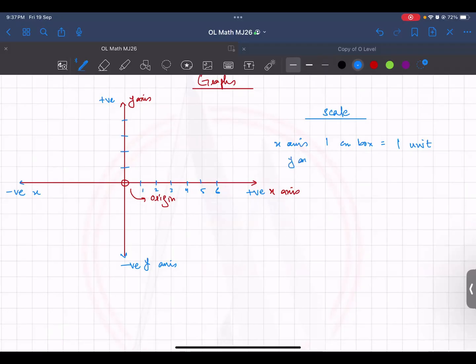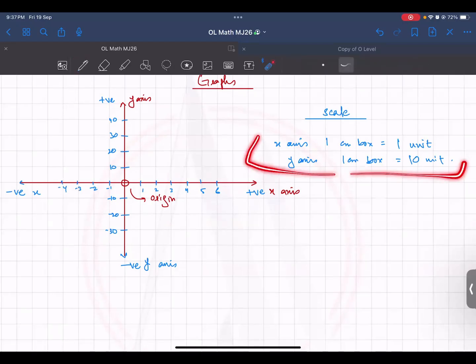In the y direction, if you have something else, you will write 1 centimeter is equal to 10 units. So this would become 10, 20, 30, 40, and similarly minus 10, minus 20, minus 30, minus 40. This would be minus 1, minus 2, minus 3, minus 4. So this scaling is very important. Sometimes you will have to choose the scaling according to the values that you have to plot. For example, the values are very, very large.